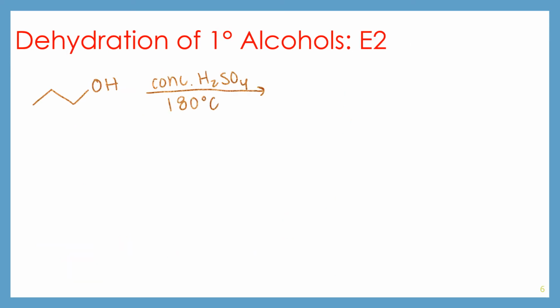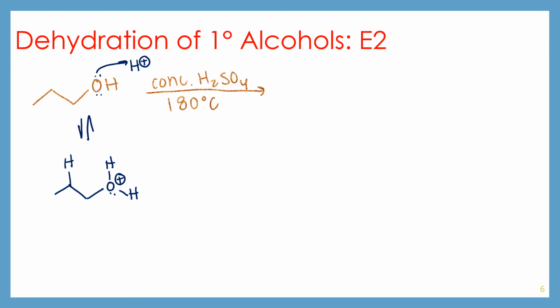Let's take a look at the dehydration of primary alcohols via the E2 mechanism. If you have a primary alcohol and you put it in acid, it is going to get protonated just like any other alcohol would. The difference here between the primary alcohol and the other examples we saw is that if the water were to leave, we would be left with a primary carbocation. So we are not going to do that. Instead, we're going to have to push the water out.